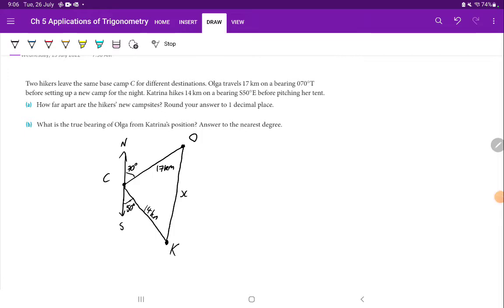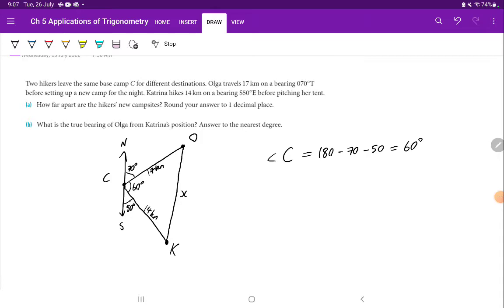So one of the things I always like to do is get as much information as I can. Let's put the 17 kilometers on the line. Well, I really need to know this angle in here. Well, this whole north-south line is 180 degrees because it's 180 degrees to go from north to south. So that means angle C, the angle inside there, is going to be equal to 180 minus 70 minus 50, which is going to be 60 degrees is this angle in here.